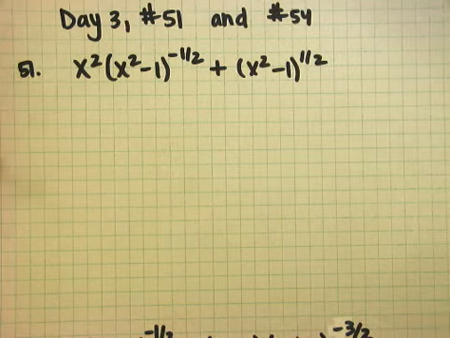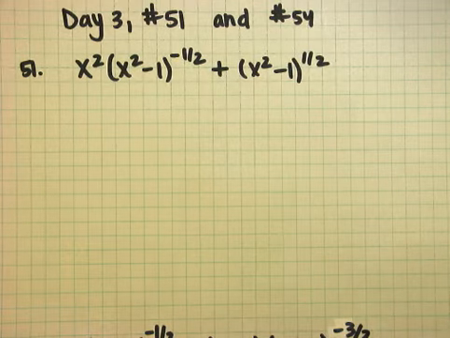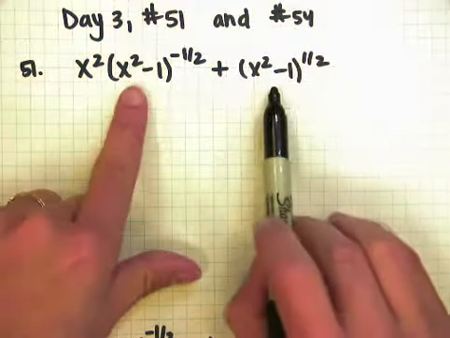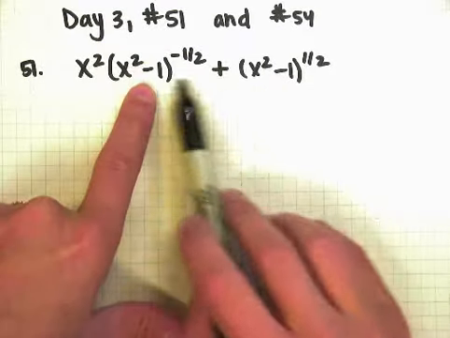All right, so this is day 3 review, number 51 and number 54. They're very similar, but just a little bit different. For day 3, number 51, I want to take out any common factors, and I see here that I've got an x squared minus 1 in both terms.